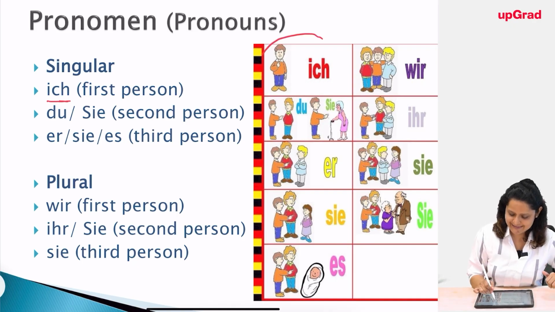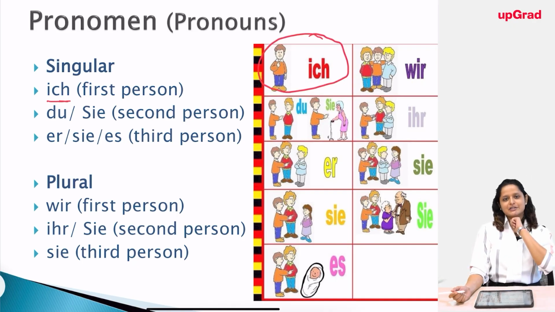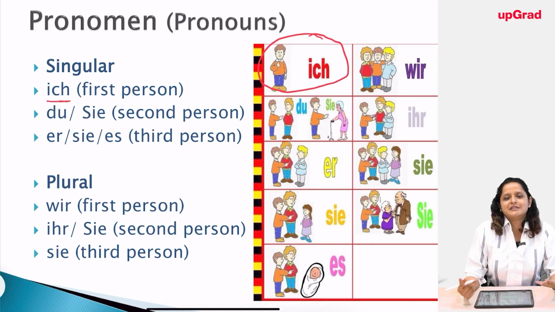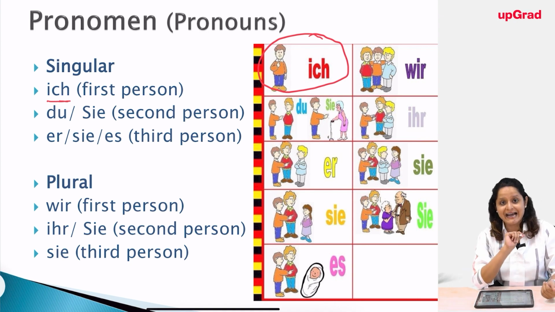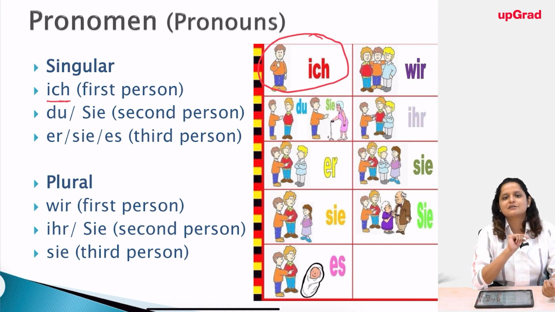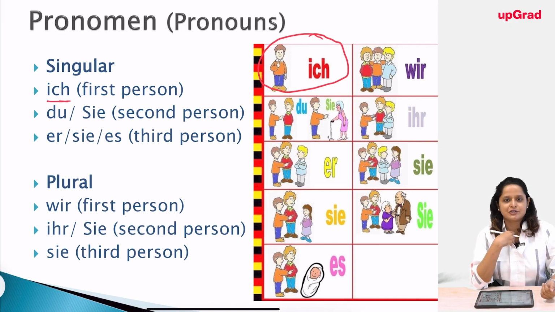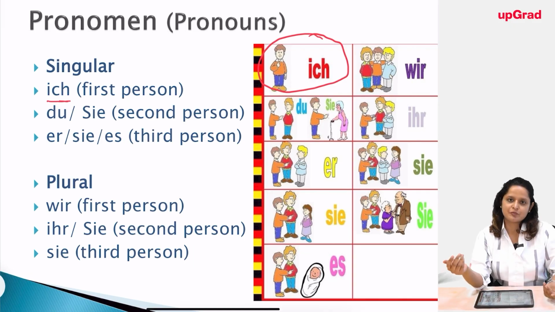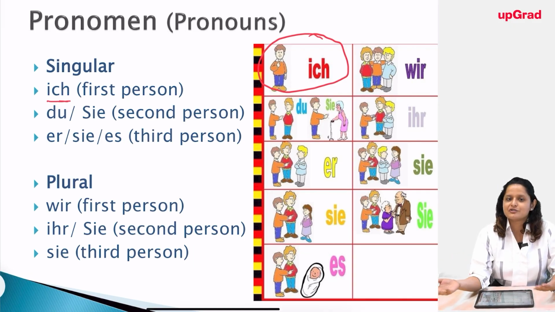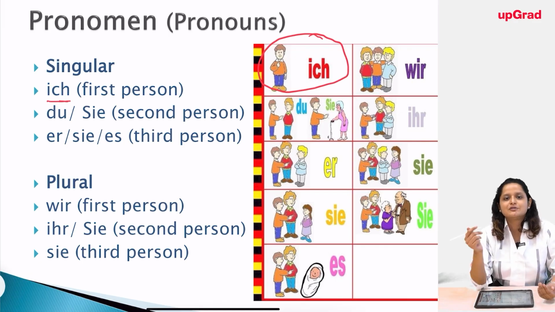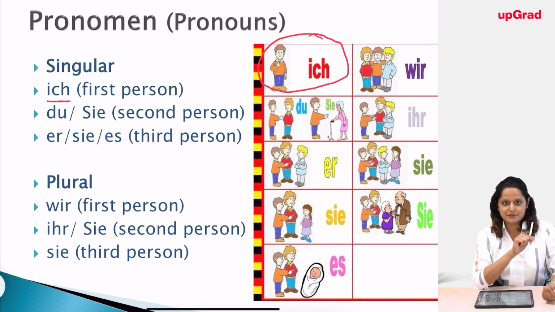So if you can see, this is your ich. Whenever you are giving information relating to yourself, and when you are addressing your own self, which is the I, this I is going to be ich. So the first person singular is ich. Anytime I say something I am doing, let's say I am watching a movie, reading a book, or talking in Deutsch or learning German, that I is your first person.